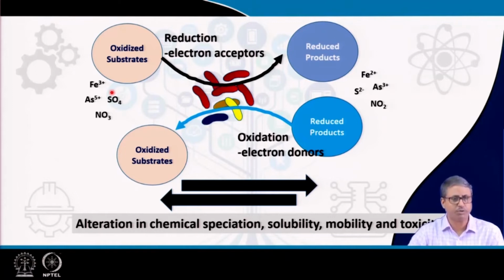Like for example, for different types of other elements, we see that maybe for chromium and other things, we see the reduction is facilitated, or even for arsenic also, to change the toxicity of these molecules. So, essentially these oxidized substrates are reduced, and reduced products are formed: Fe3+ is converted to Fe2+, sulphate is reduced to sulphide, nitrate is reduced to nitrite, and so on.